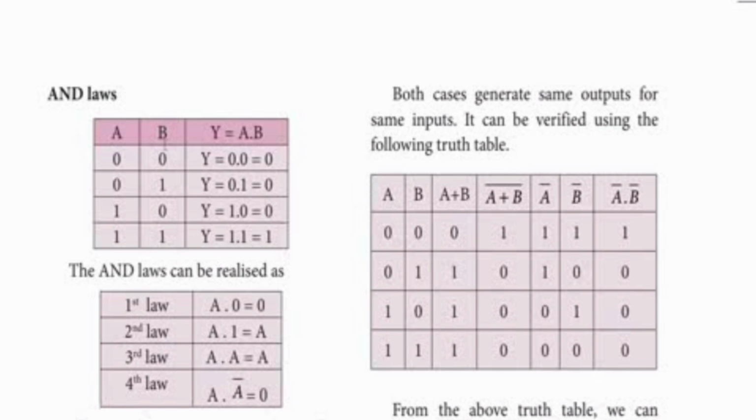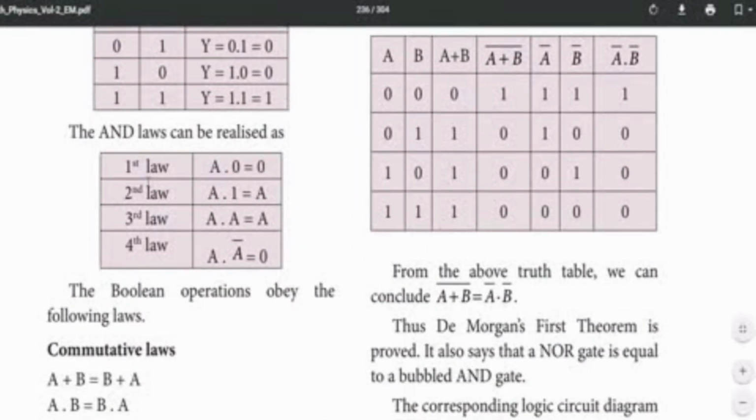Then the AND law means you have to multiply. 0 into 0 is 0, 0 into 1 is 0, 1 into 0 is 0, 1 into 1 is 1. The AND laws can be realized as follows. First law, a dot 0 is 0. Second law, a dot 1 is a. Third law, a into a is not a square, it's again a. Fourth law, a into a bar becomes 0, it is not equal to 1.